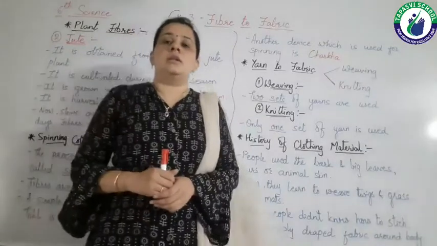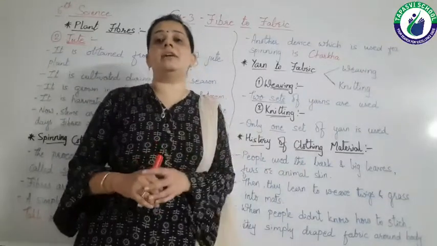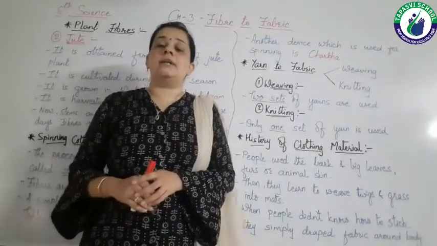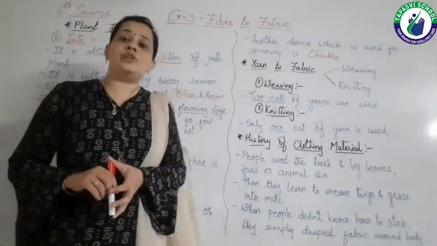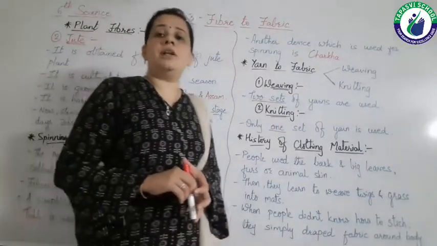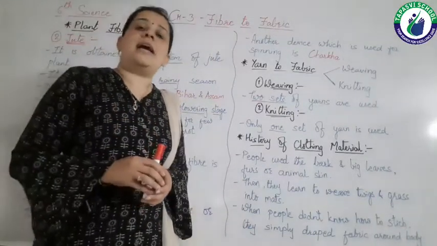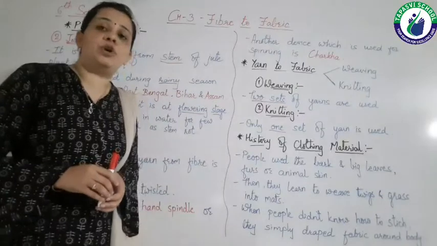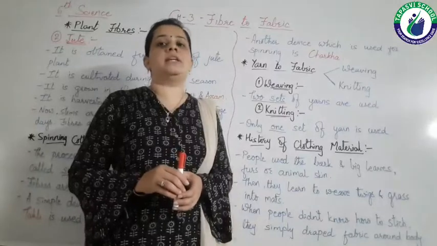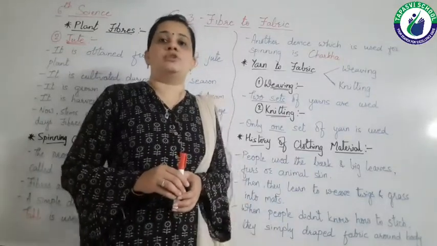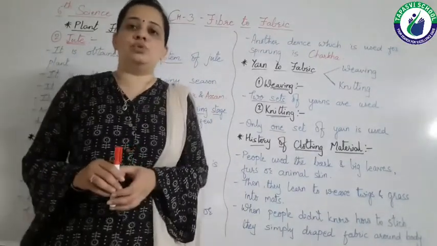The early Indians were using the cotton which grows near our holy river Ganga. They were using this cotton to make fibers. Ancient Egyptians, the people who lived in Egypt, generally used cotton fiber as well as flax which grew near the Nile river, and they used this fiber to make different types of fabric. So here we have completed our chapter Fibers to Fabric.